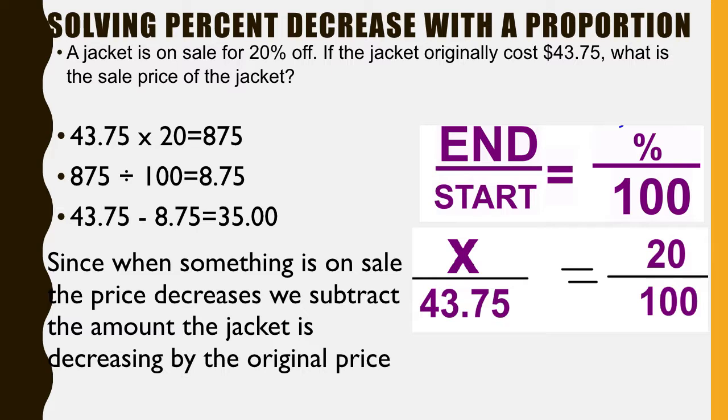Since it's decreased, instead of adding, something is on sale, so we have to subtract the amount the jacket is decreasing by from the original price. You have $43.75 minus $8.75, and you're left with $35. Any questions?